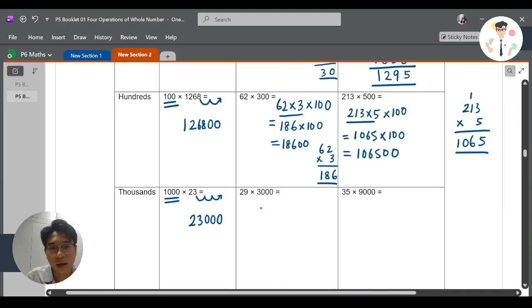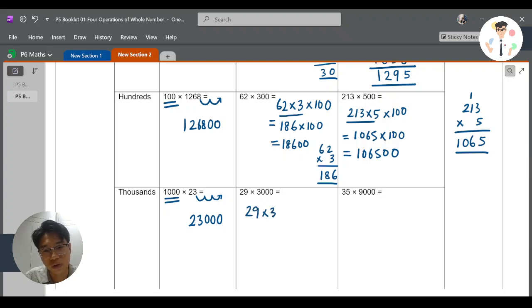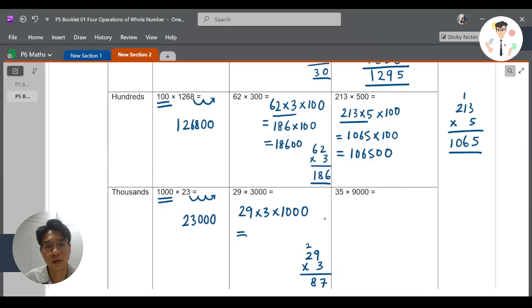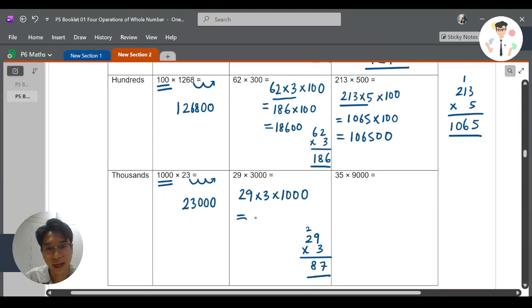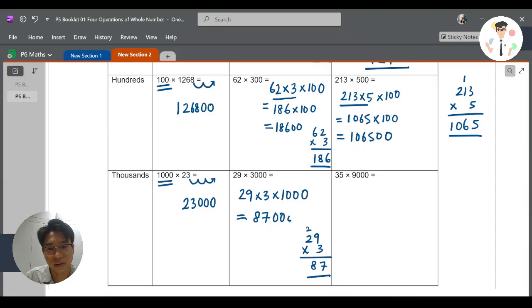Okay, a quick one. 29 times 3000. So I can just write times 3 times 1000. So 29 times 3 gives me what? 9 times 3, 27. 3 times 2, 6. Plus 2, 8. So I know it is 87. Can I put 000? Can. 87,000.